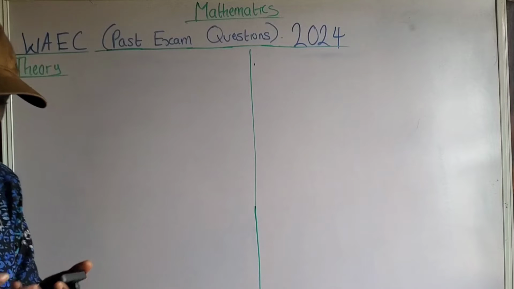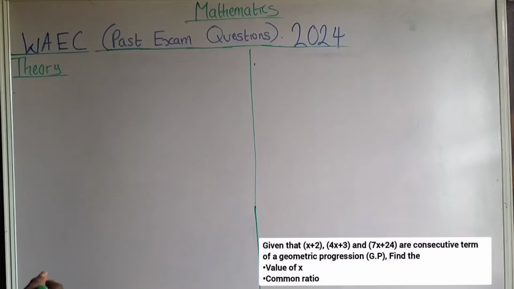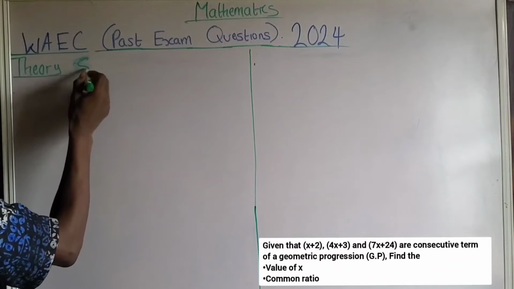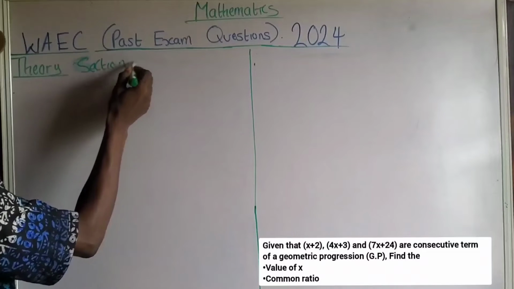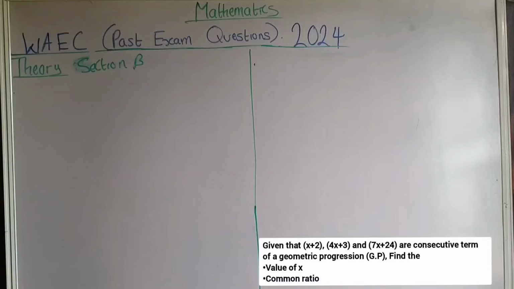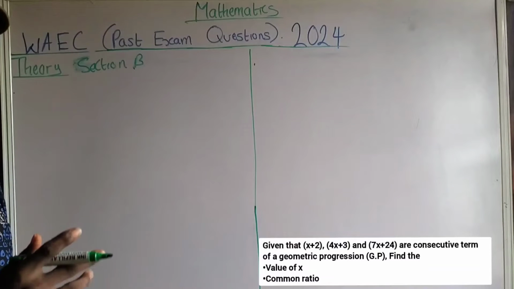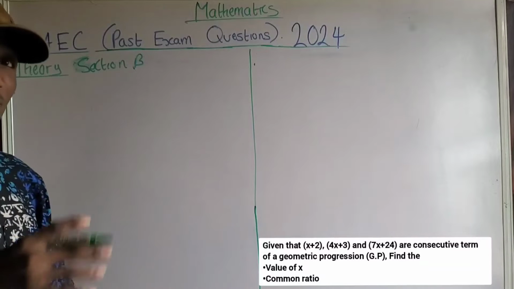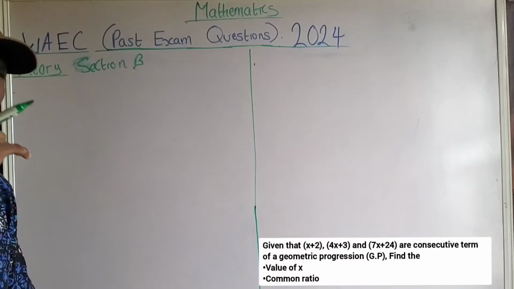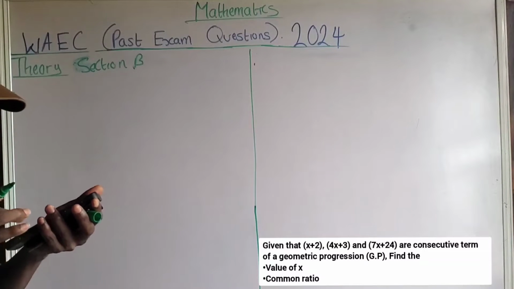Okay, let us proceed to section B of the WAEC 2024 Mathematics past exam solution. That is section B. We are done with section A. In your exam, especially in mathematics, you are going to be given two sections in the theory. In section A, you have to answer all the questions, but in section B, you can choose the questions to answer. But I'm going to provide solutions to all the questions. Now, let's look at the first question.